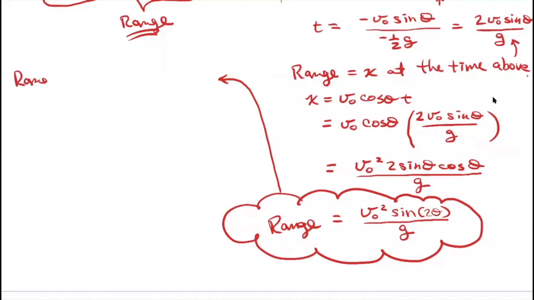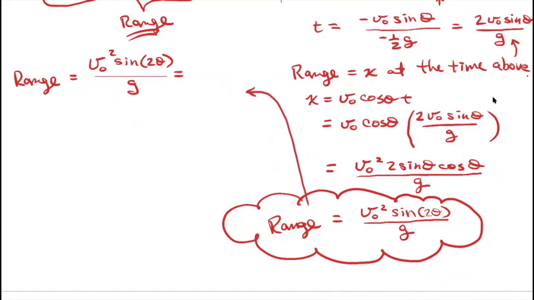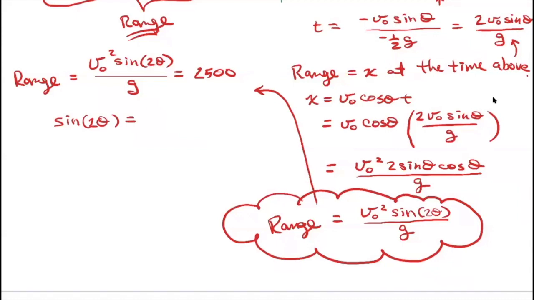So the range is script V naught squared sine 2 theta over G, and we'll set this equal to 2,500. And so I think I can say sine 2 theta is going to be 2,500 G over script V naught squared. Probably it's time to get our calculators out. I don't want to finish solving this equation until I have a number for this.